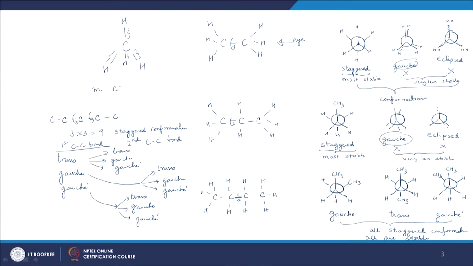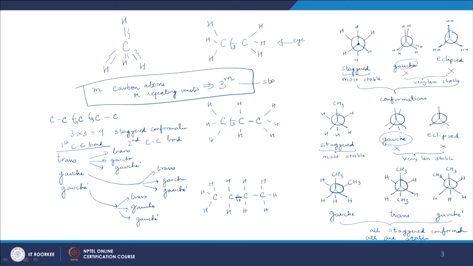If you extend the logic, for the case of hexane we will have 27 conformations. For the case of heptane we will have 81 and so on. So, in general if I think of a polymer chain that is composed of say around m carbon atoms or repeating units, this will have something like 3 to the power m stable conformations.